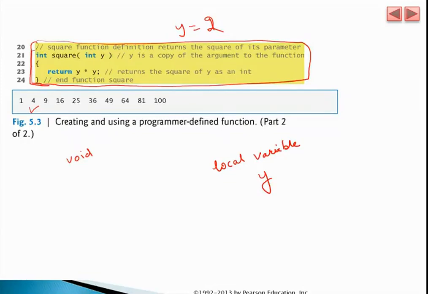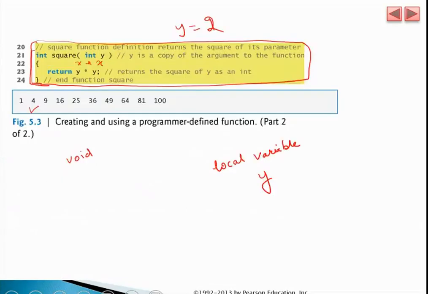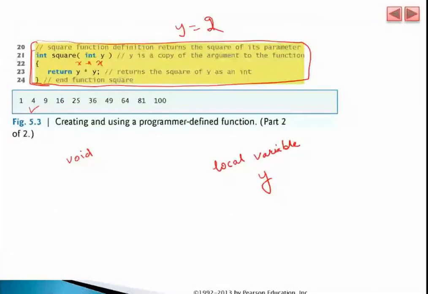If inside square you write x into x, suppose, because we already mentioned that the value of x is say 1 for the first time, right? At that time, what will happen? If you write x here, it will give you again the error that the variable is not defined. Why will it give you the error? Because the scope of x is only within the main function. Okay, so x is the local variable of the main function. y is the local variable of the square function.